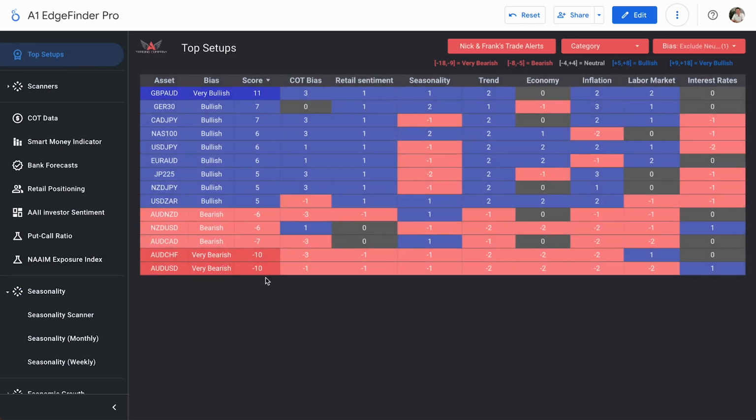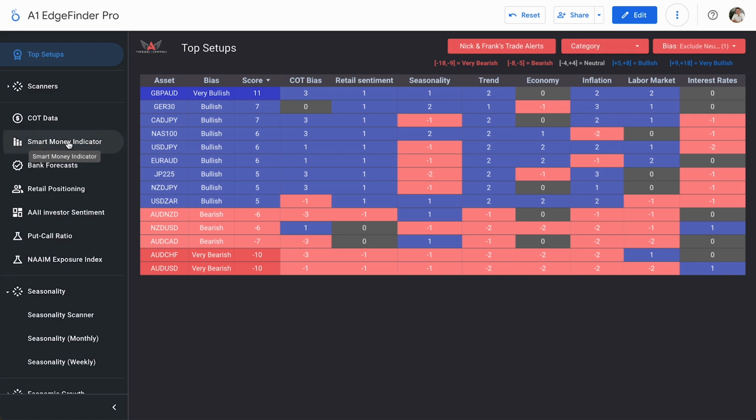Our -10 score, because COT is slightly bearish on AUD USD. Our retail sentiment, retail traders are long on AUD USD, which is a bearish signal for us. Seasonally, it trends down in the month of February. The trend over the past week or so has been moving downwards. The fundamental scores are all leaning bearish.